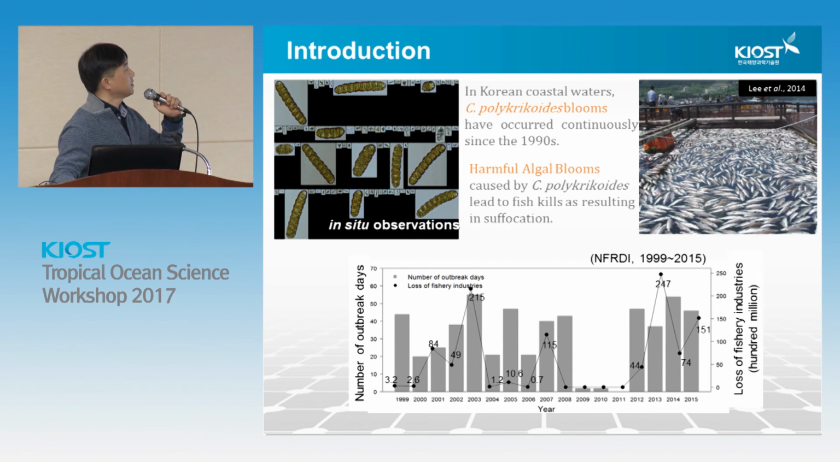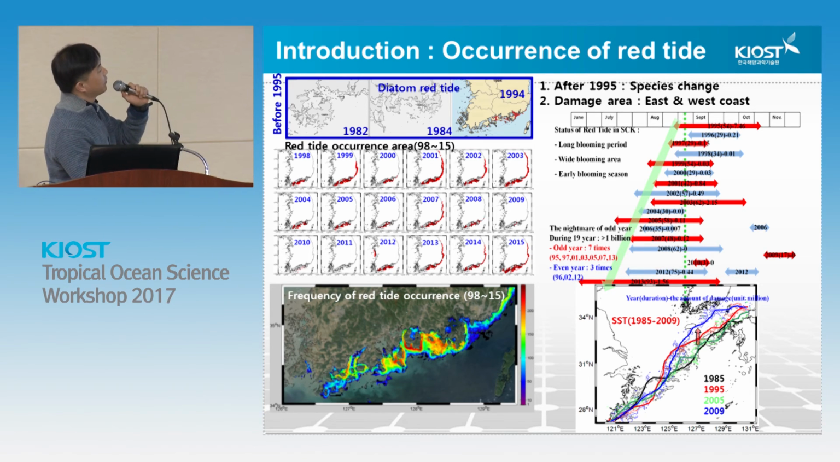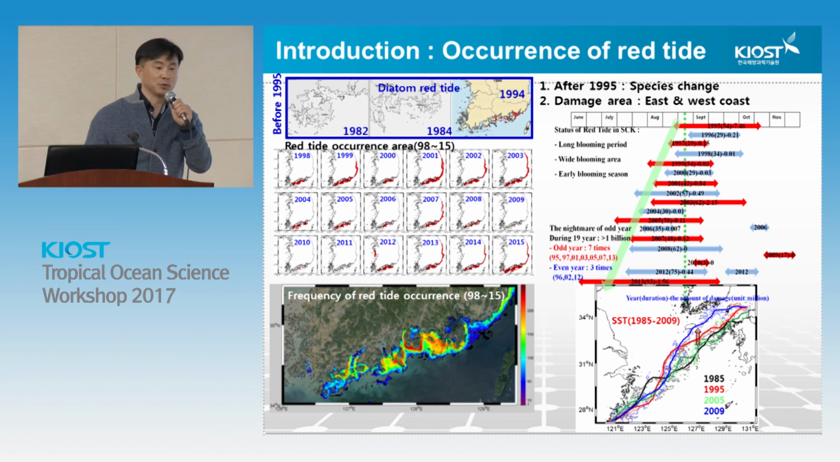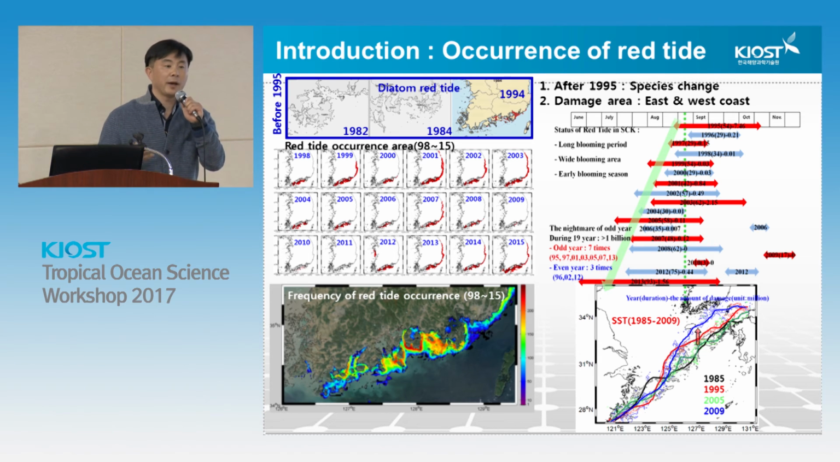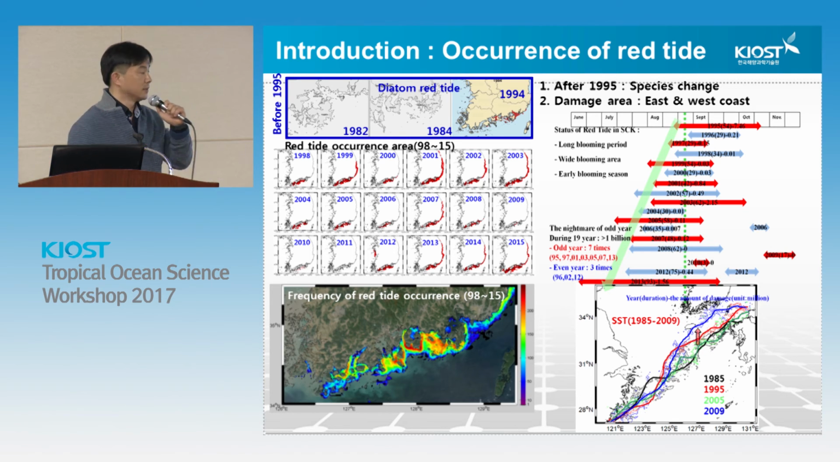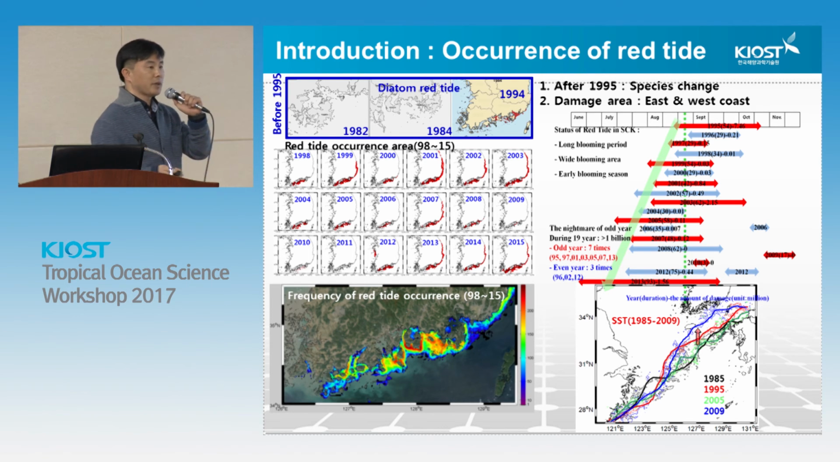One of the interesting things is that before 1995, we also had red tide bloom, but not too serious, because the red tide bloom species was diatom. But after 1995, everything changed. The species changed from diatom to dinoflagellate. The main occurrence area is the south coast of Korea, but sometimes in many years it is transported into the east coast, and sometimes the west coast.